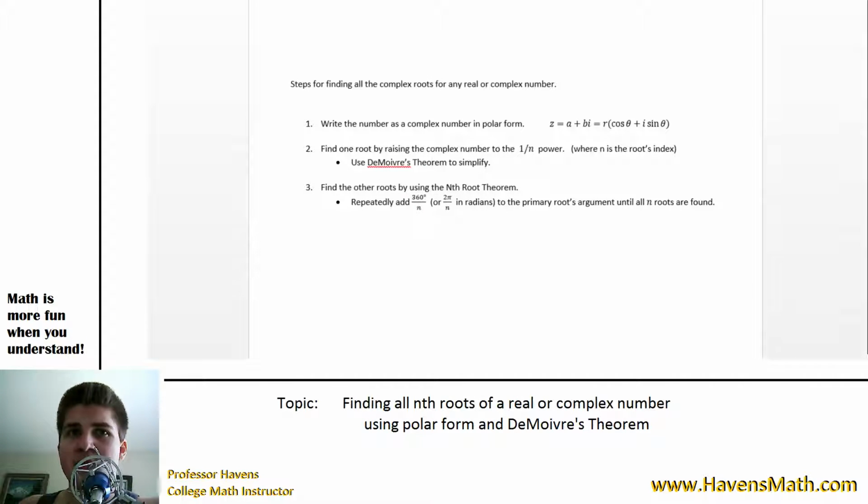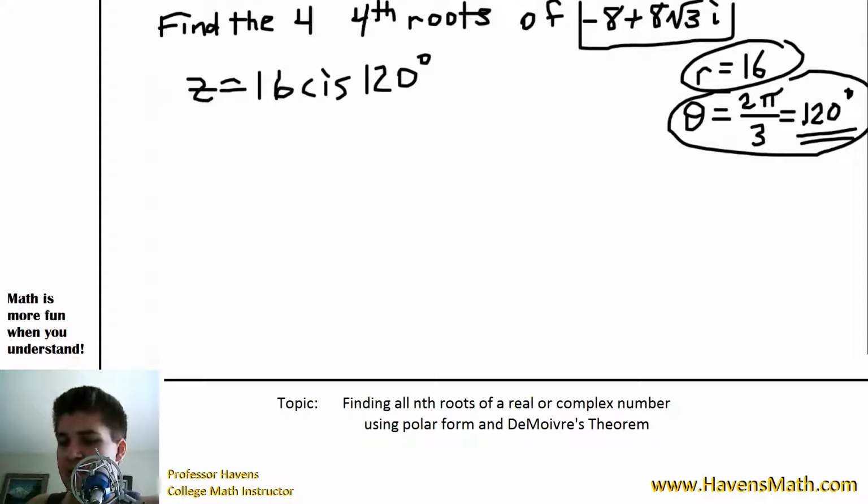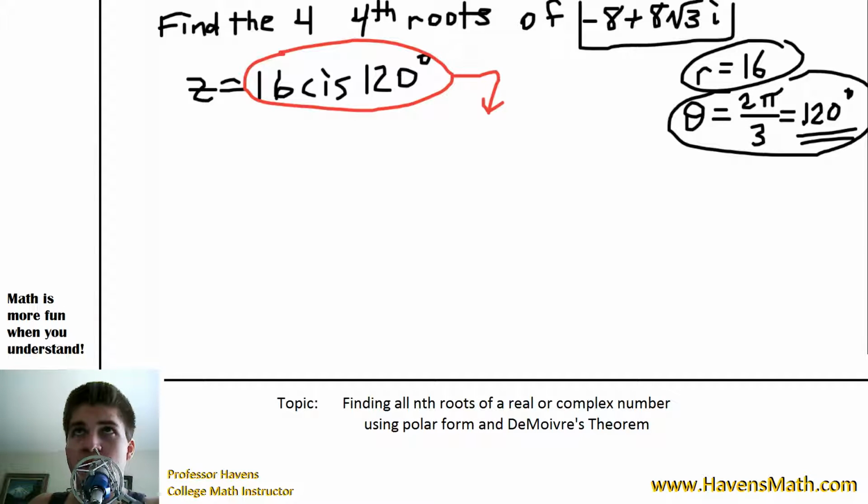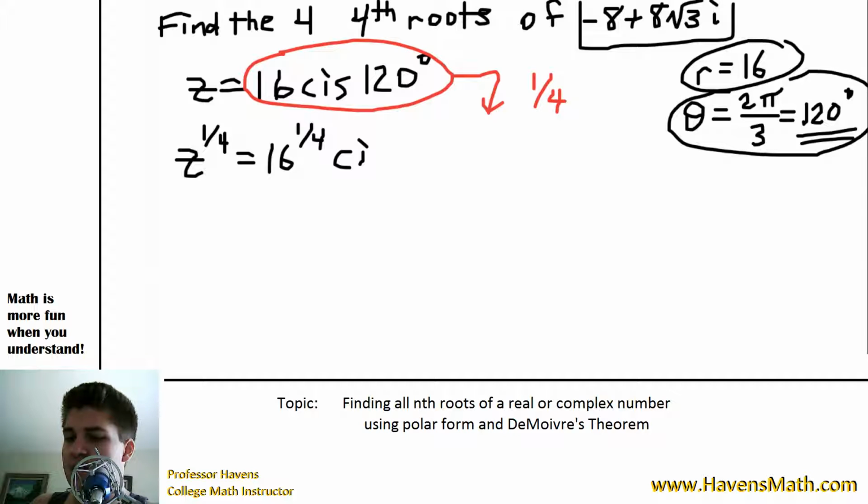And then we're going to use DeMoivre's theorem to simplify. So just like in the last example, we take this whole number, 16 CIS 120. And in this case, since we want to find the four fourth roots, we raise it to the 1/4 power, basically. So we're going to find z raised to the 1/4 power, and that's going to be equal to 16 to the 1/4 power. And again, if we raise CIS 120 to the 1/4 power, that changes to a multiplier. We get CIS 1/4 multiplied by 120 degrees.